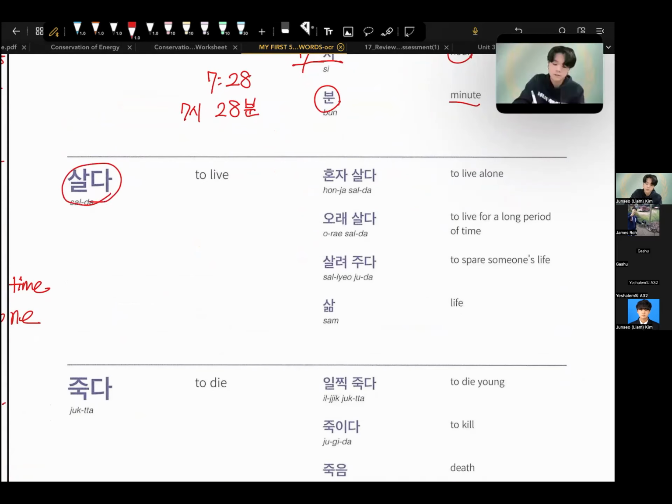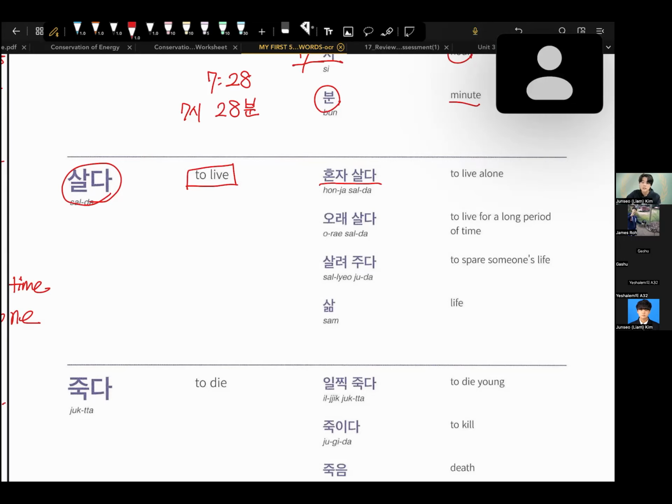살다 means to live. Okay, so let's look at some sentences. Can you follow after me? 혼자 살다. 혼자 means alone. So 혼자 살다 means to live alone.